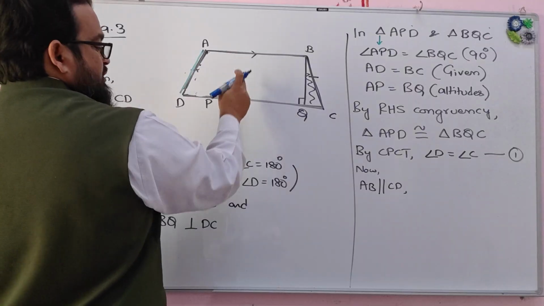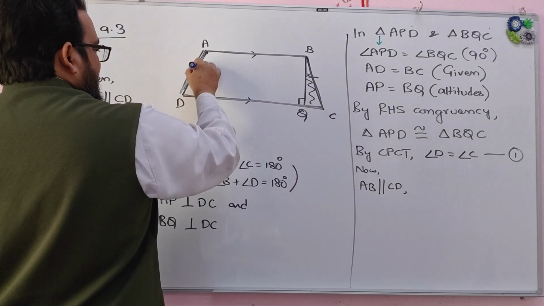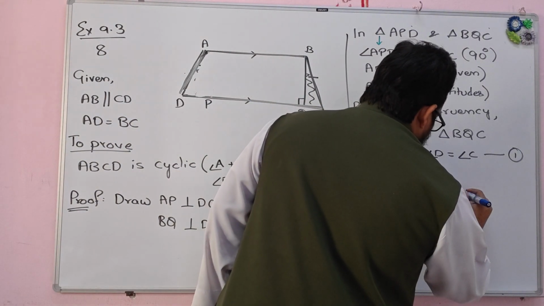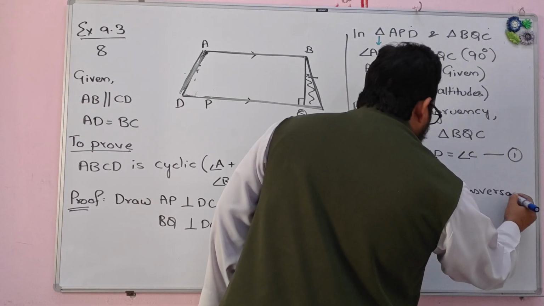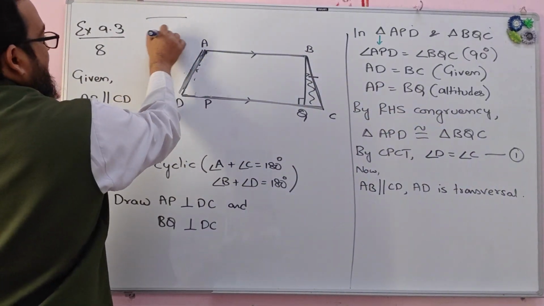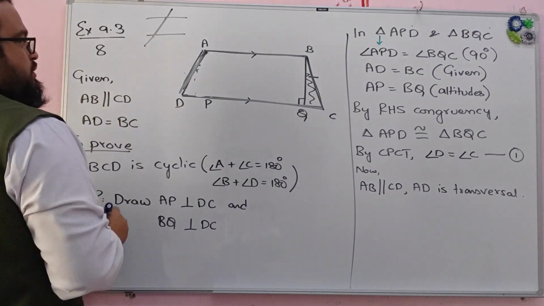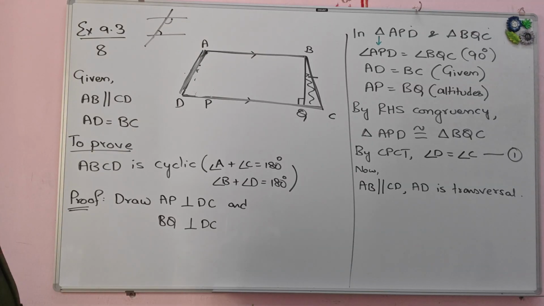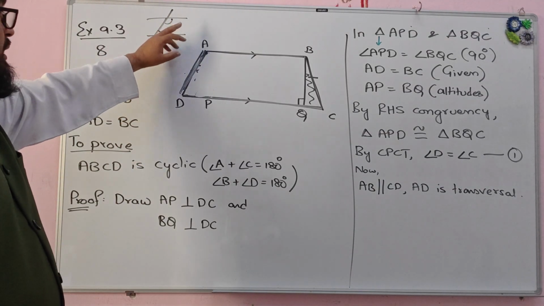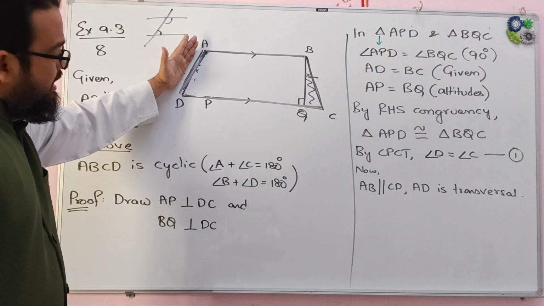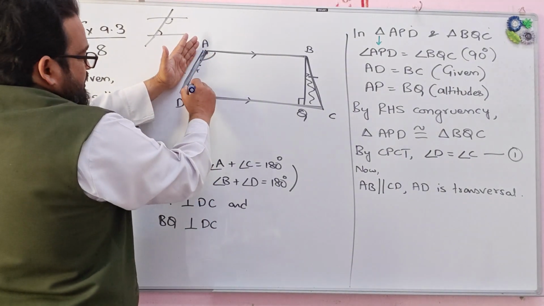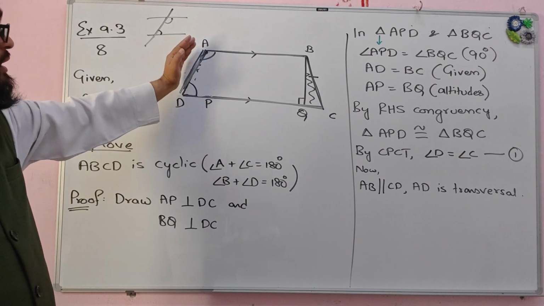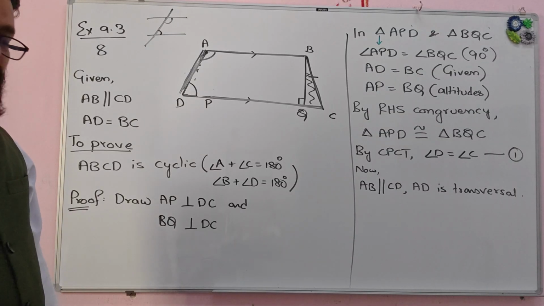Now AB is parallel to CD, and does this line act as a transversal? So AD is a transversal. Okay, let me visualize this. There are two parallel lines and AD is a transversal. So what do you say about these two angles? These two angles are co-interior, right? In the same way, these two are parallel and this is a transversal. So what do you say about these two angles? These two angles are co-interior. And what is the property of co-interior angles? The sum of these two angles is equal to 180 degrees.